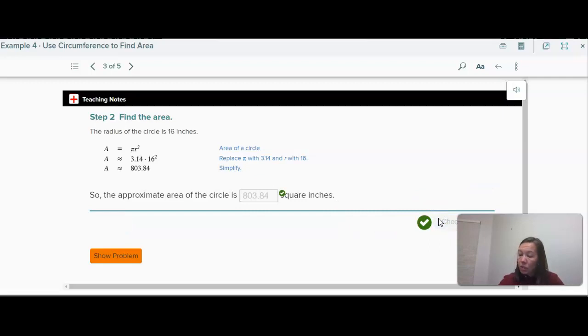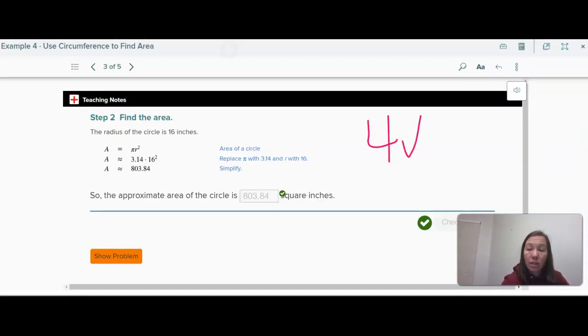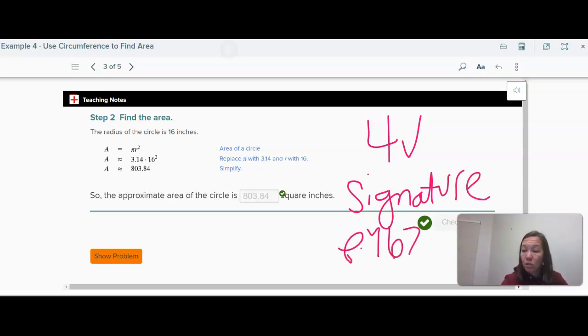So try the check problems. I want all 4 check problems complete. So I want to see work and answers for all 4 check problems. And I also want a parent signature on the bottom of page 462, please.